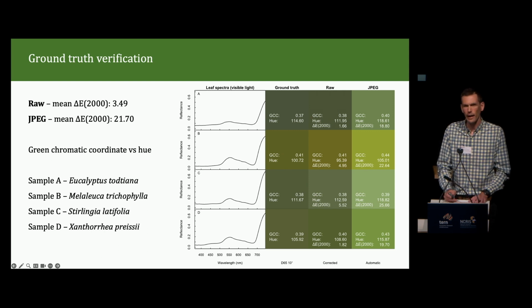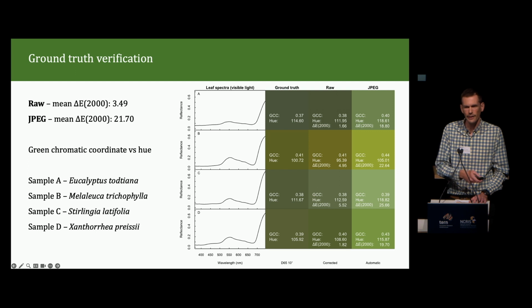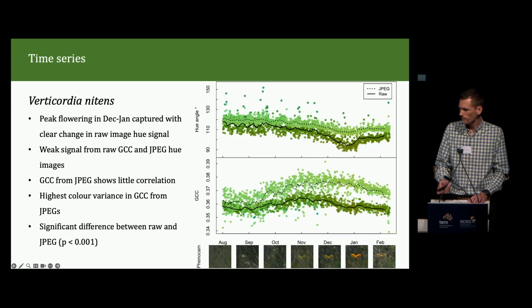An interesting anecdote was sample C, Sterlingia latifolia, it actually changes colour throughout the day. And so from my first image at 10 o'clock to the image at 2 o'clock, the same plant would look a different colour. And after seeing this, I actually saw them out in the field, and I would walk around it and it would change. So I think there's something happening with the pigments in the leaves, but that needs further research.